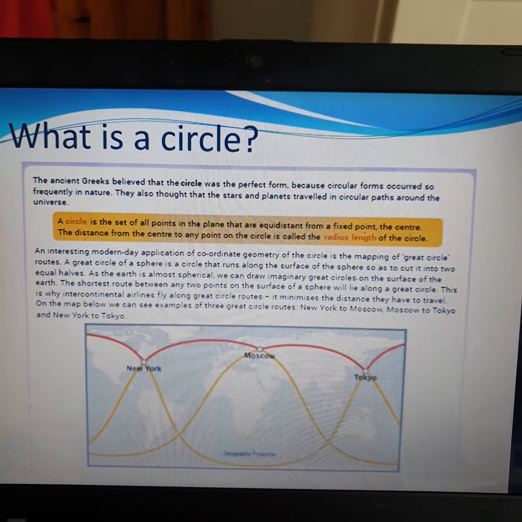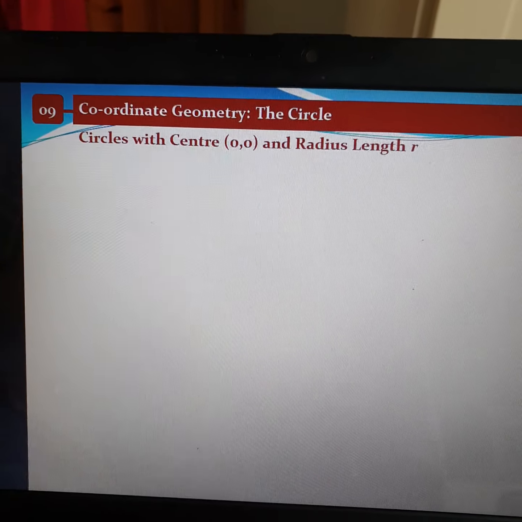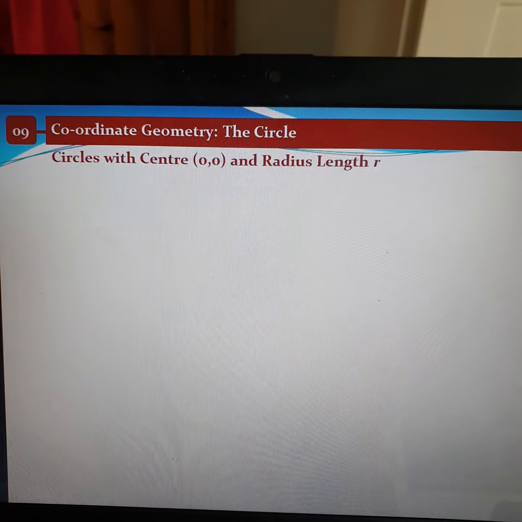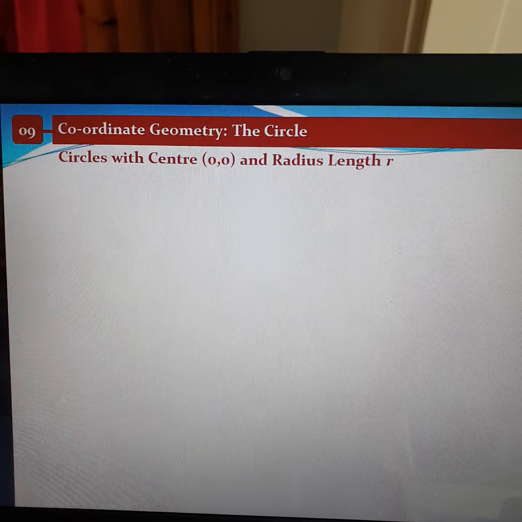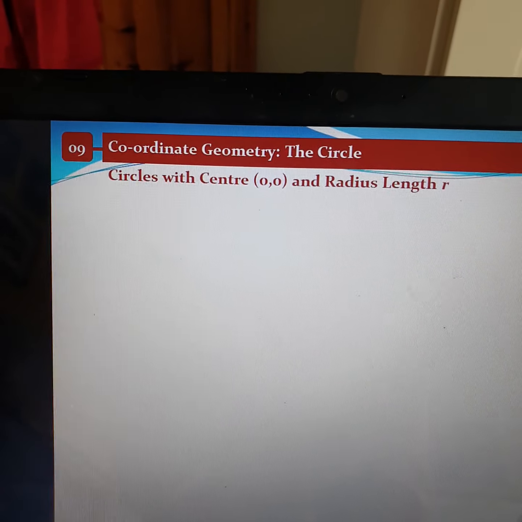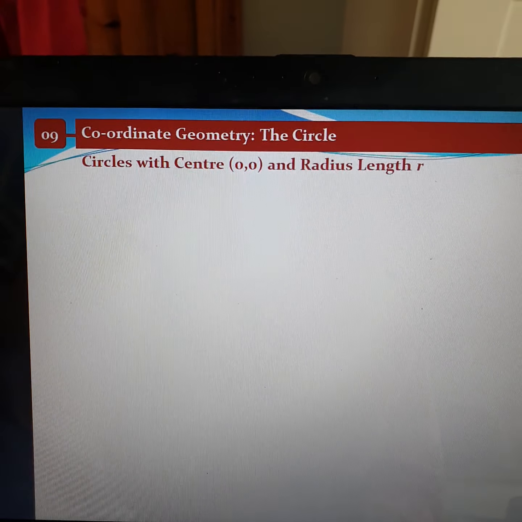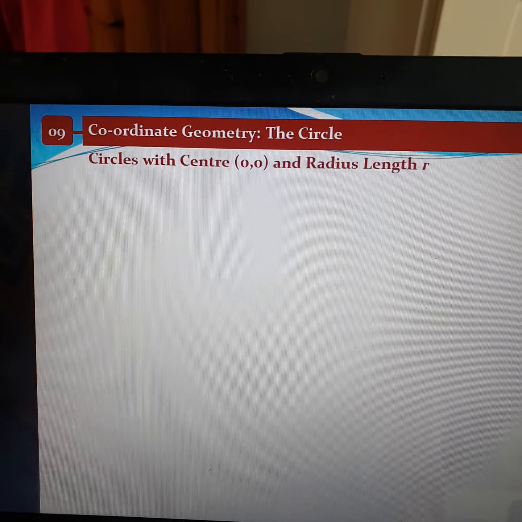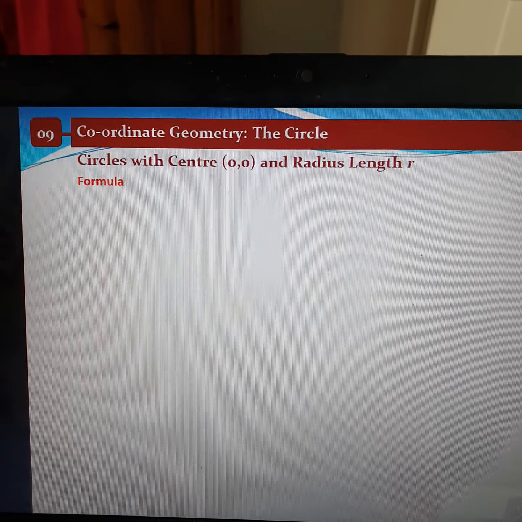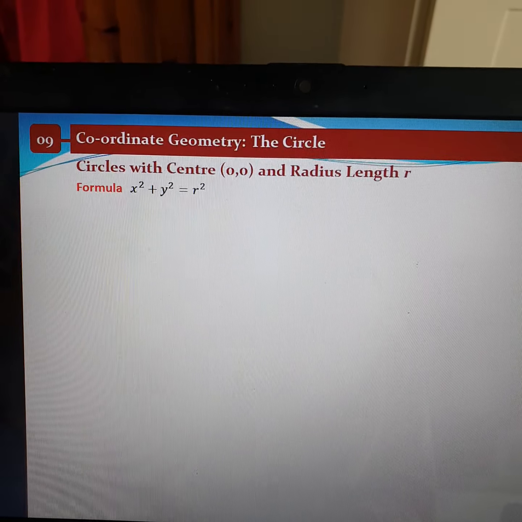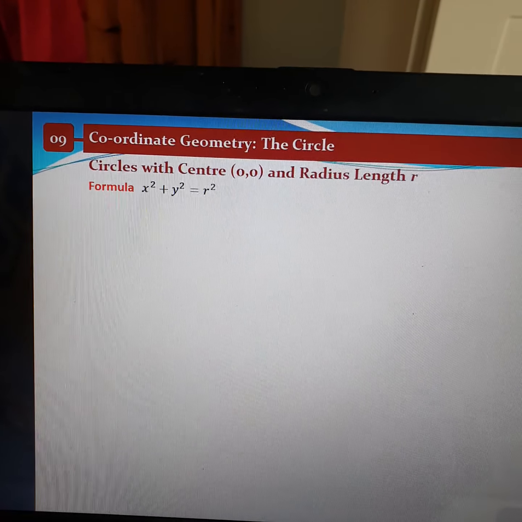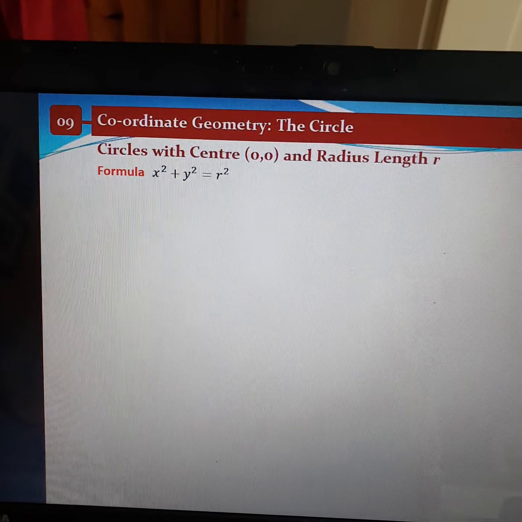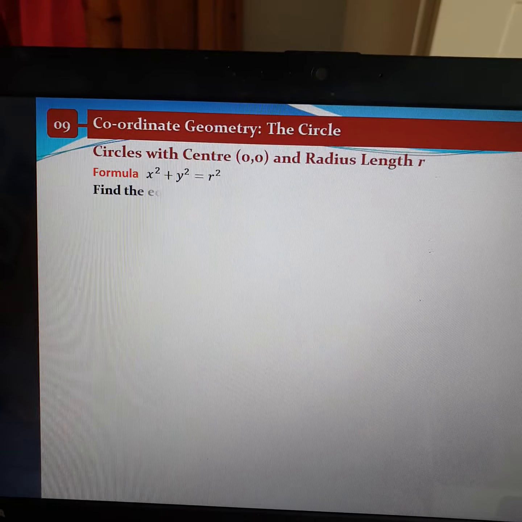So, what do you mean by a circle with center 0, 0 and radius length r? Basically, it means that the center of the circle lies on the origin. When it mentions that the center of the circle is 0, 0, then straight away the equation of that circle is x squared plus y squared is equal to r squared. Okay?